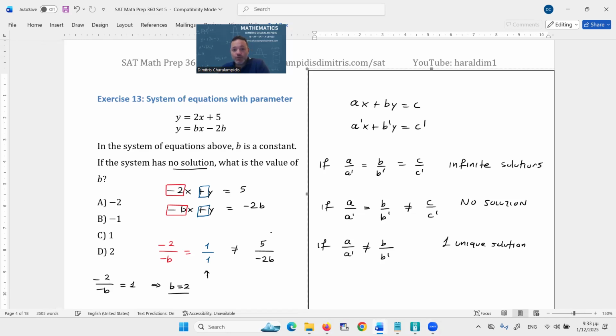Now, if b is 2, the 5 over negative 2b would have been 5 over negative 4, which means that the entire condition of not having any solutions is met, which further means, finally, that the value of b that would make this system have no solution would have been 2, so the right answer would have been D.